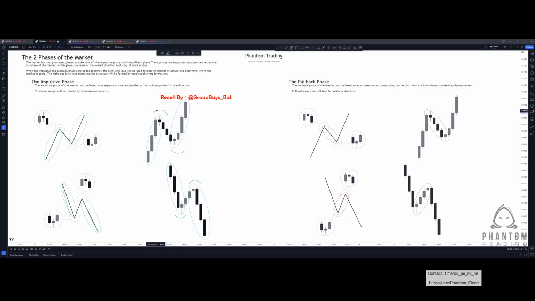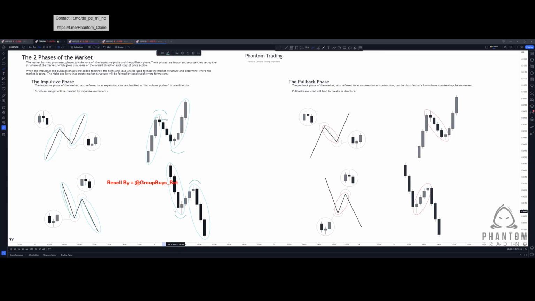Once the impulsive phase starts to end, we can see that we have a candle swing point. And this segues into the second phase, which is the pullback phase.